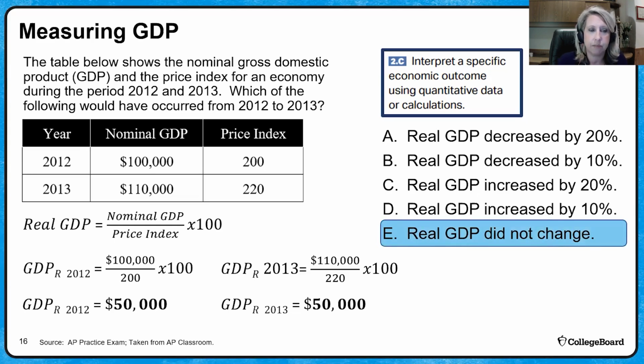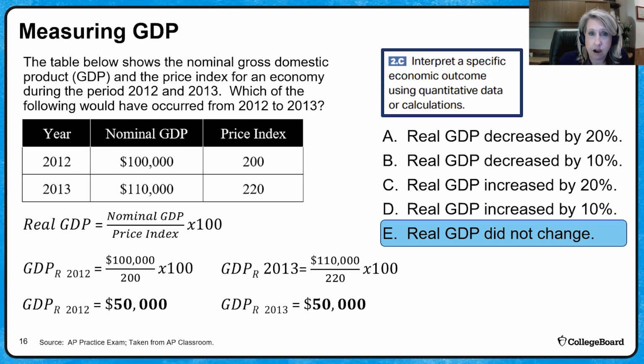Now, I want to tell you something about that real GDP formula. There are 3 different algebraic formulations of this that we want to be able to use. We want to be able to solve for real GDP, solve for nominal GDP, or solve for the price index. So we can memorize all 3 different versions of the formula, or we can learn one version really, really well, and then think about the algebra that we would need to do to solve for whichever variable we're looking for.